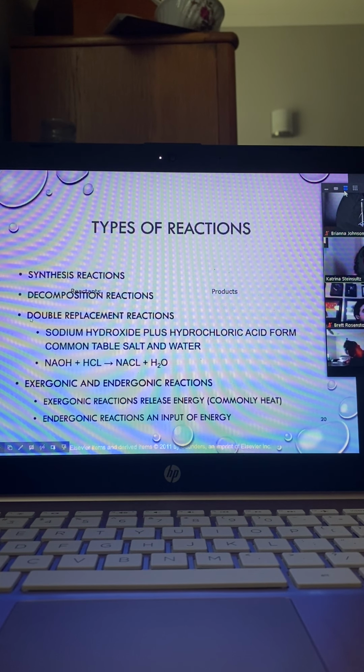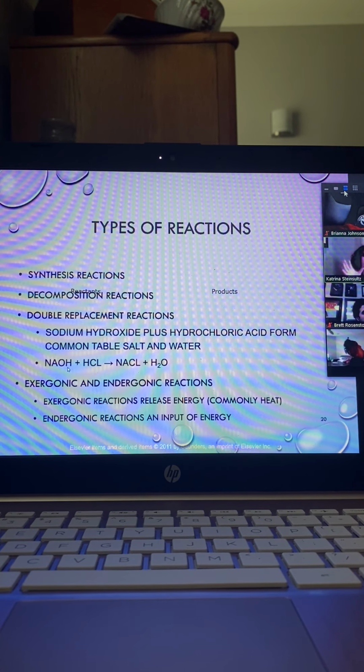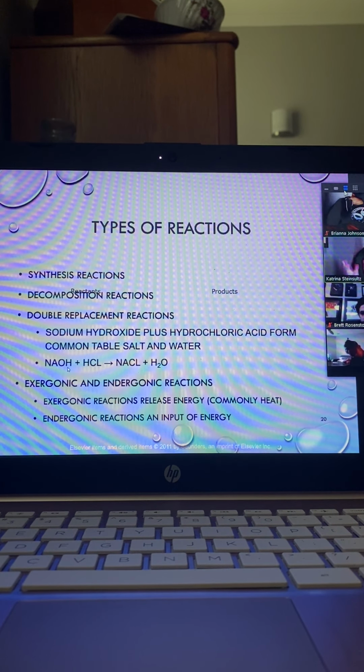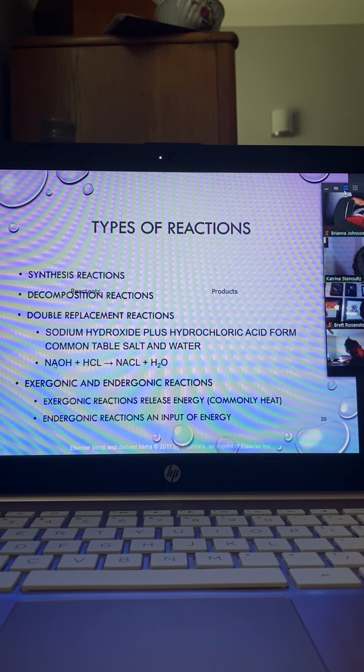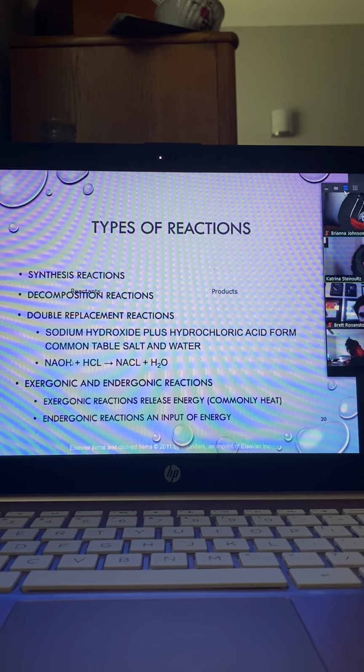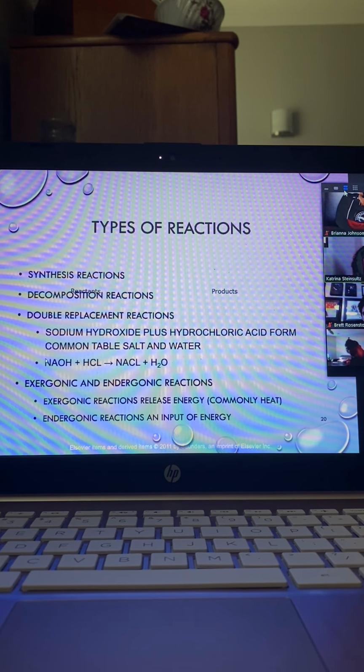And then we have double replacement reactions. And this is where you got two items here. So in this case, we have sodium hydroxide, NaOH is sodium hydroxide. Don't get hung up too much on what these are. Just kind of note how things switch. You put sodium hydroxide plus hydrochloric acid together, and you're going to get common table salt and water. So it's kind of like sodium hydroxide and hydrochloric acid go on a double date, and then they go home with each other's person. It's kind of a double replacement there.